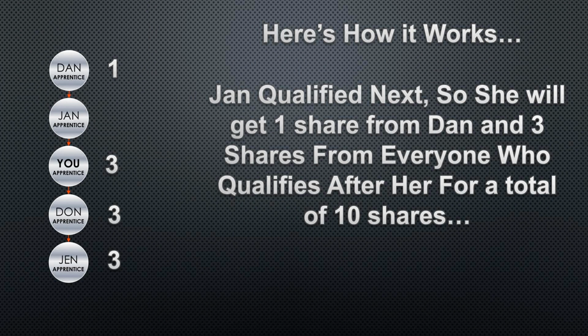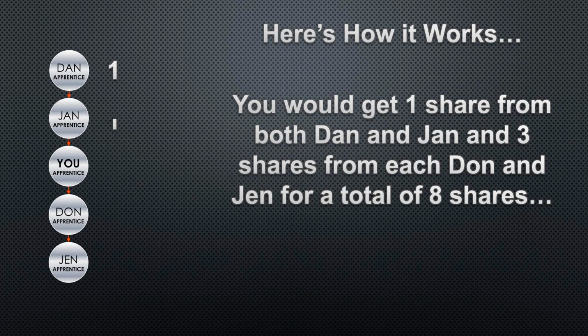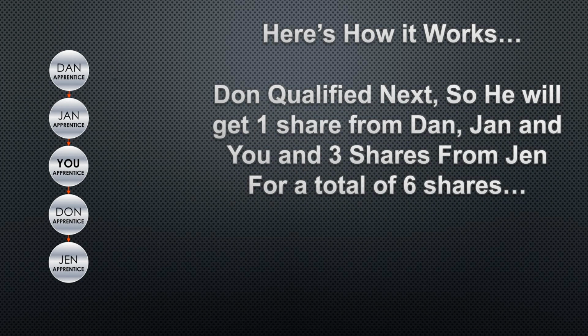Okay. Jan would come next. What happens is she gets one share in the bonus pool for Dan and 3 shares from everybody under her. So she has a total of 10 shares. Okay. You would then come next. You get 1 share from Dan and Jan and 3 from the 2 below you. So you have 8 shares total.